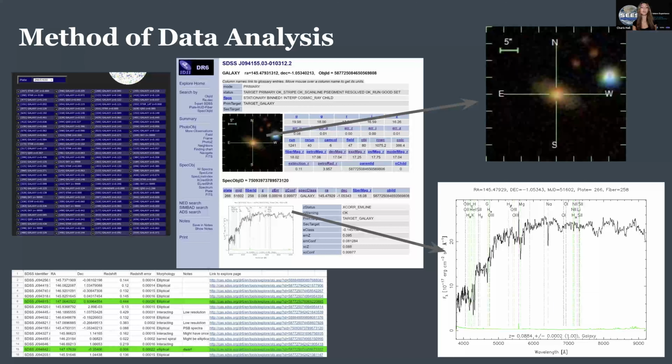Using tools such as visual images and galaxy spectra, we were able to classify these galaxies by their morphology and distinguish whether or not they were considered active or non-active galaxies. From there, we could organize all this data and search for trends or patterns.